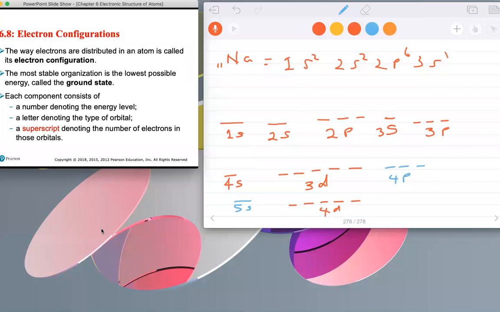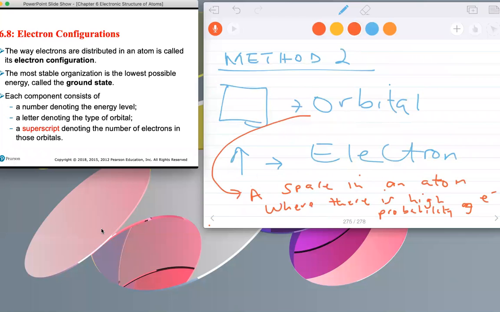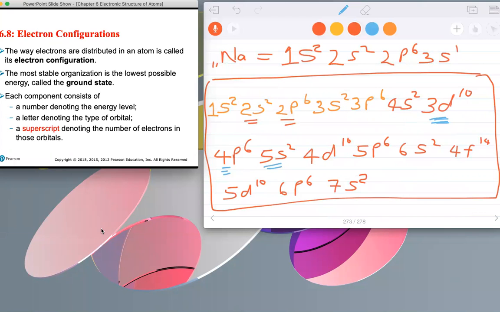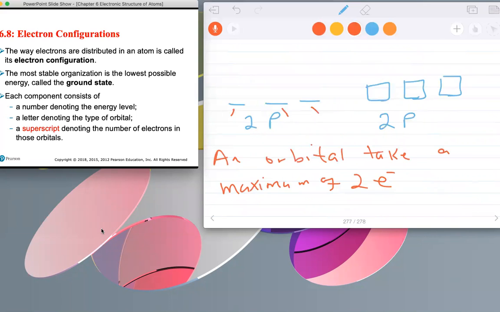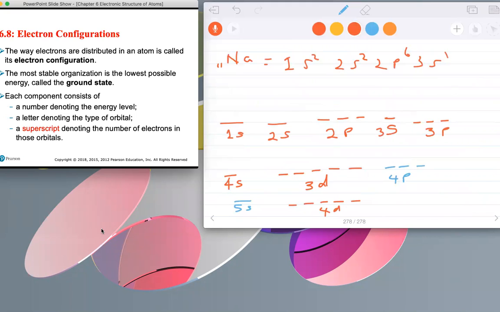This is the pattern. Where am I getting this? Let me go back again right here. You see, when we are done with the d, we go to 5p, and there should be 3 of them. And then 6s should be only 1. There is a pattern here you have to memorize. This is for the orbital filling diagram.